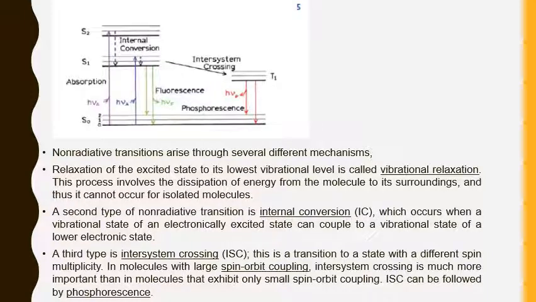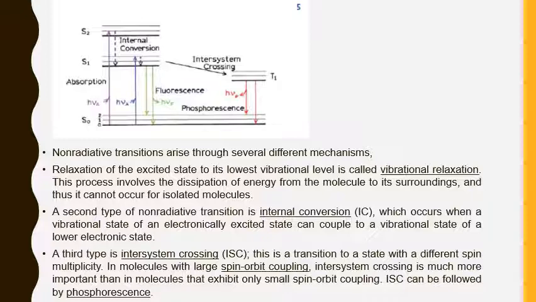The non-radiative transitions arise through several different mechanisms. One is called vibrational relaxation, in which relaxation of the excited state to its lower vibrational state occurs. This process involves dissipation of energy from the molecule to its surroundings, and thus it cannot occur for isolated molecules.